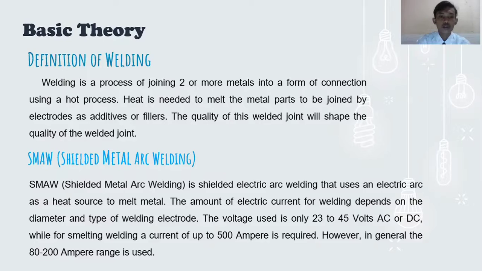SMAW, shielded metal arc welding. It uses an electric arc as a heat source for the metal. The amount of electric current for welding depends on the diameter and type of welding electrodes. The voltage used is only 23 to 45 volt AC or DC. For special welding, a current of up to 500 ampere is required. However, in general, the 80 to 200 ampere range is used.